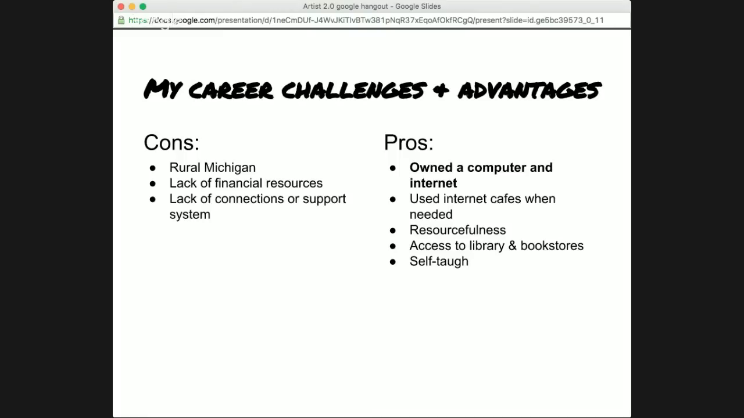These were big cons, even though there are very few. I grew up in rural Michigan. I had no financial resources. I didn't grow up in a rich and established family, and I didn't have any connections or a support system from people who were in the art community or had their own businesses. I had to learn everything on my own.